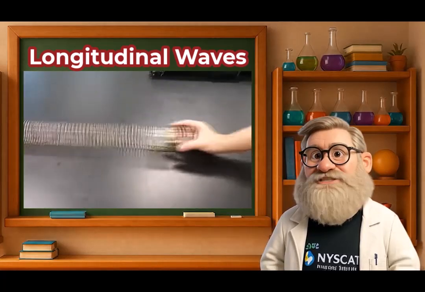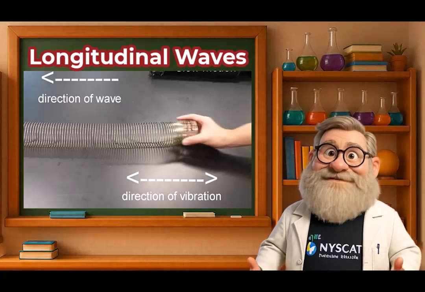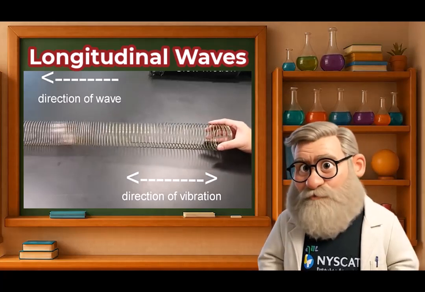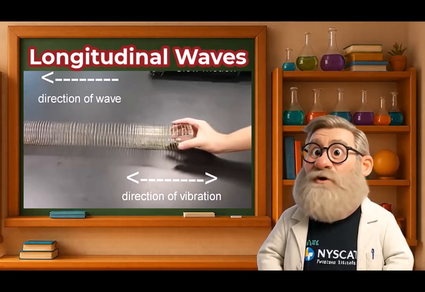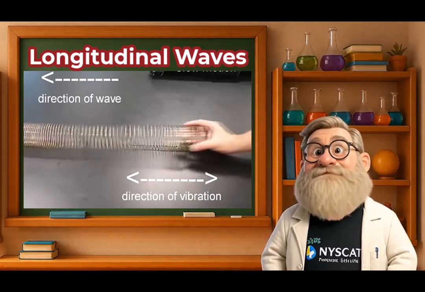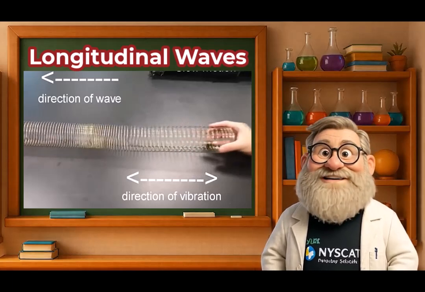Imagine a slinky stretched out on a table. If you push and pull one end, you'll see tight areas, compressions, move along the coils. That's exactly how energy travels in a longitudinal wave. Just like transverse waves, longitudinal waves move energy, not matter, from one place to another.